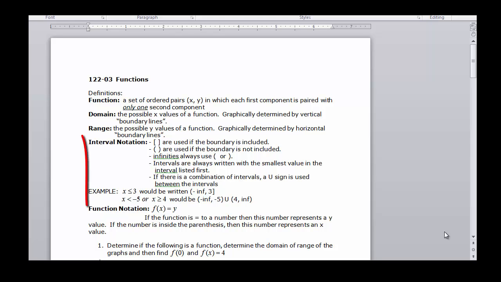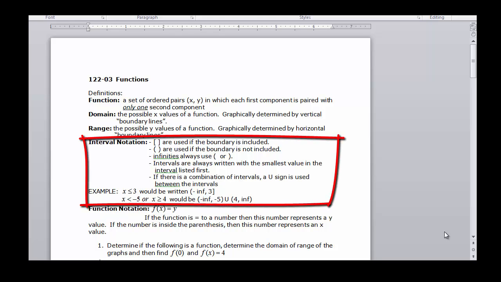Now, just reviewing interval notation. Brackets are used to say that the boundary is included, and parentheses are used so they're not included. Infinities always have parentheses. You always write the smallest value to the largest value. You can have combinations of intervals, so you use the union sign, which just looks like a capital U.